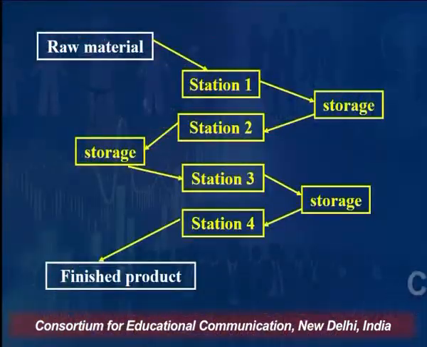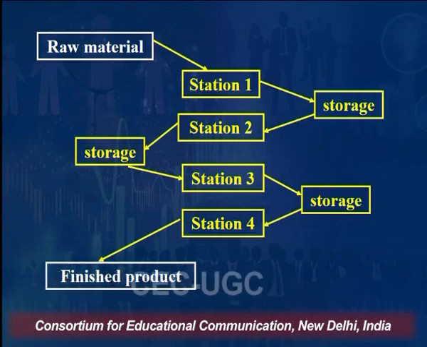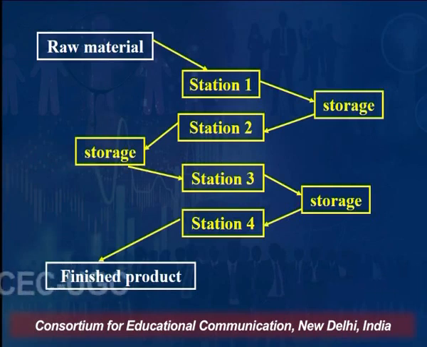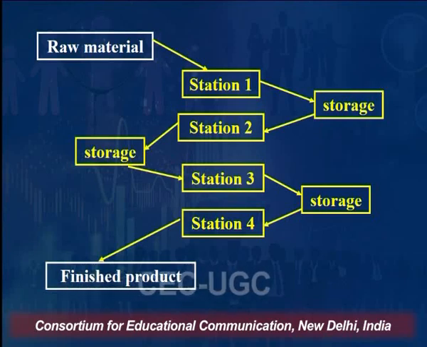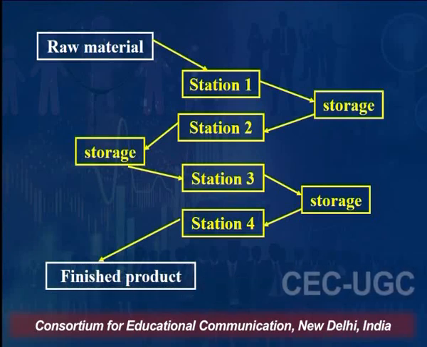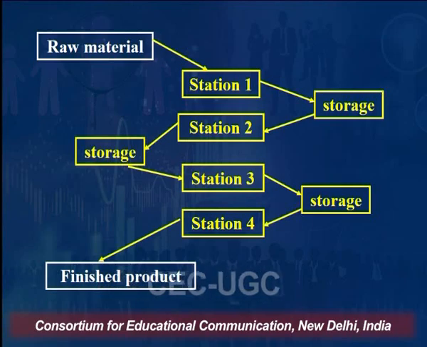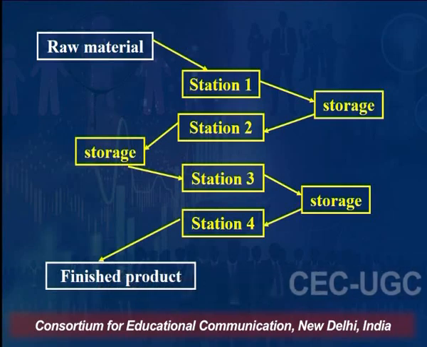For example, on this slide, the raw material enters the premises of a facility, it goes to station 1, then after that, let's say there is a storage, and then it goes to station 2, again it comes to a storage, and from storage it comes to station 3, again there is a storage, then it comes to station 4, and then finally the finished product is made and it is shipped to the customer.